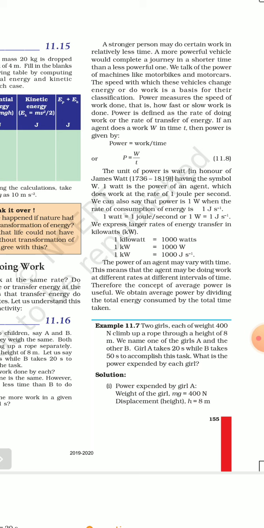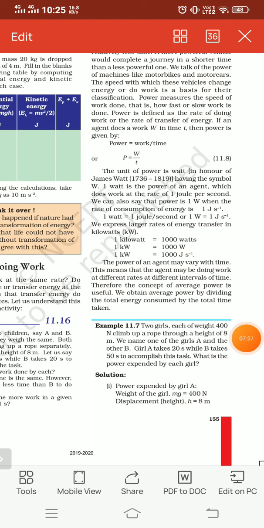Understand? So power is equal to work by time, which is also called the rate of doing work. The unit of power is watt, named after James Watt, having the symbol W. 1 watt is the power of an agent which does work at the rate of 1 joule per second. मतलब 1 watt power is equal to 1 joule per second.